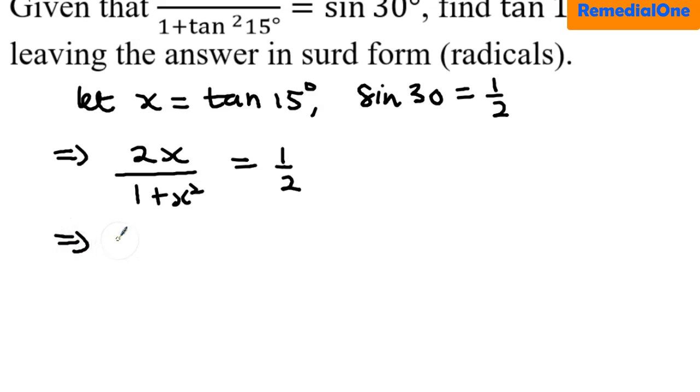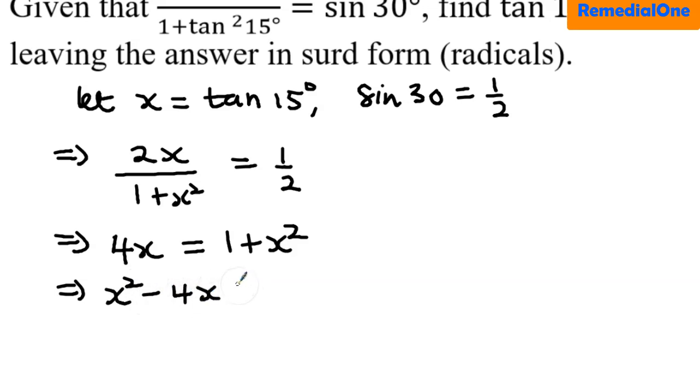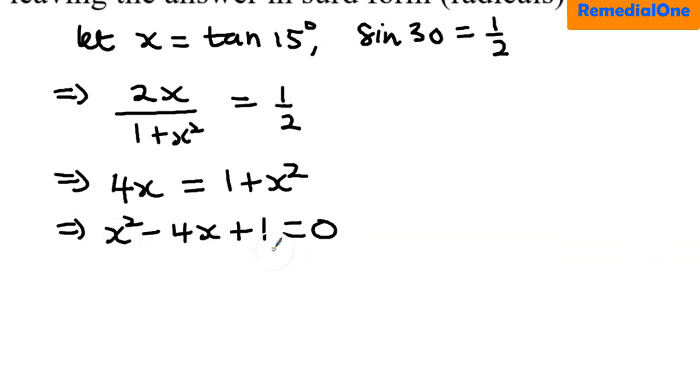Let's cross multiply. 2 times 2x, we have 4x is equal to 1 plus x squared. We can send all to the right hand side. So we are going to have x squared minus 4x plus 1 is equal to 0. We want to find x. By looking at this quadratic equation, it's very difficult to get the factor straightforward, but we can use quadratic formula.